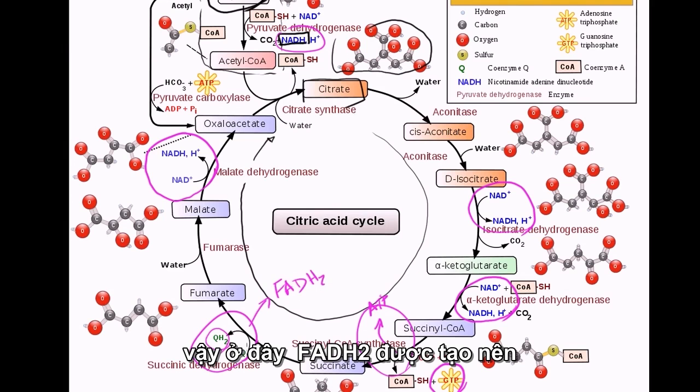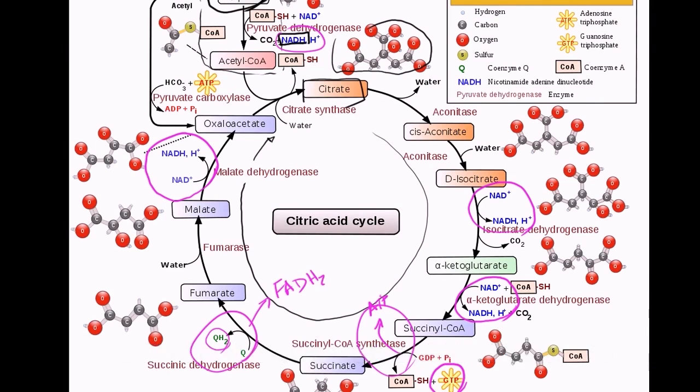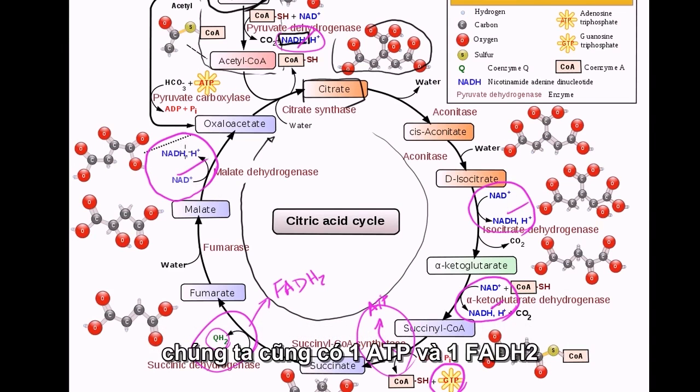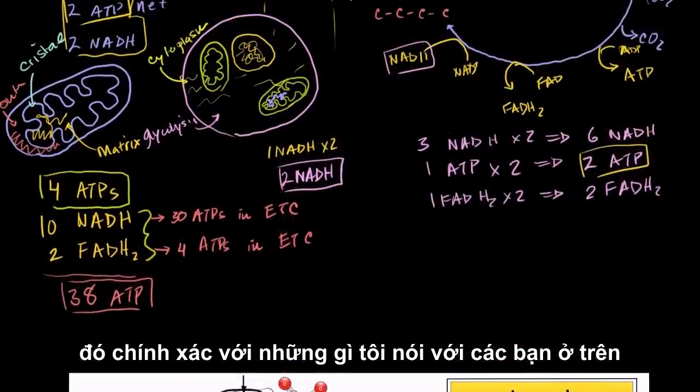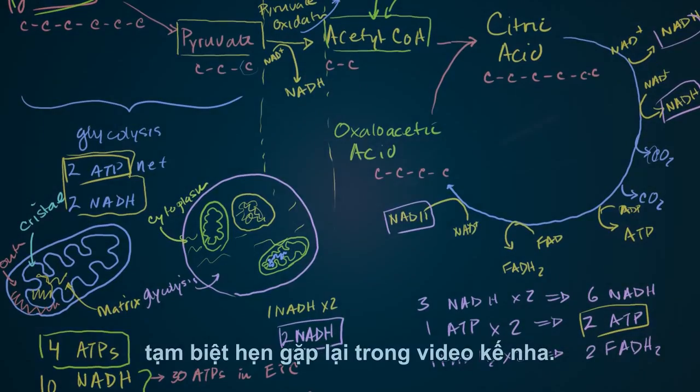FADH2 gets produced. So as promised, for each pyruvate that inputted, remember, so we're going to do it twice, for each pyruvate, we produced 1, 2, 3, 4 NADHs. We produced 1 ATP and 1 FADH2. And that's exactly what we saw up here. I'll see you in the next video.